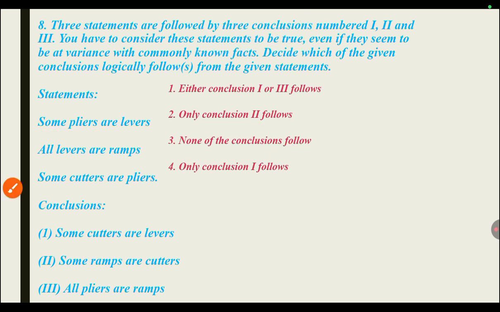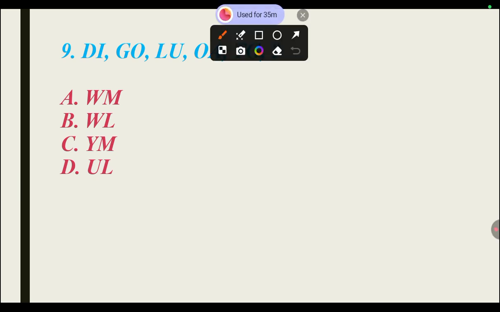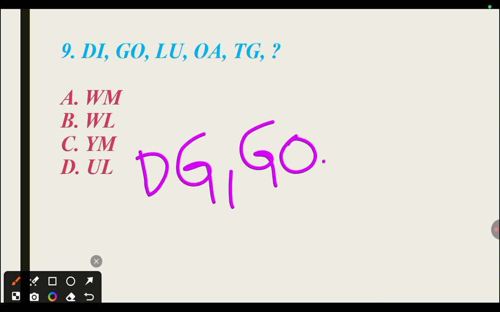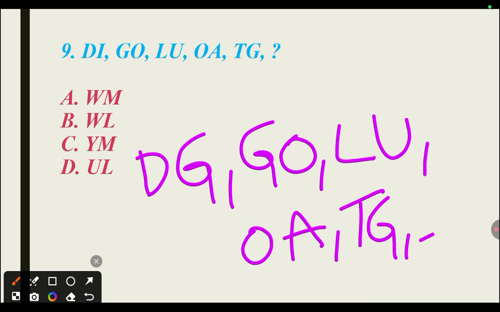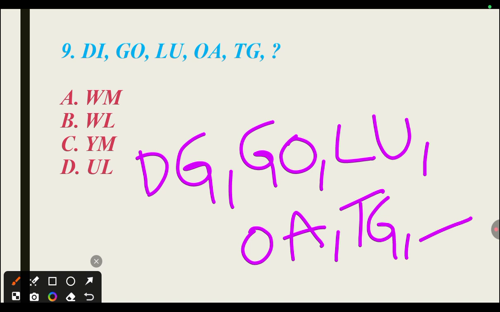Okay, let's move to the next question, question number 9, and this is letter series. Letter series also plays an important role. In order to solve letter series, guys, you have to know the place values of your letters. If you can observe here, this is D, G, G, O, L, U, O, A, T, G, and a question mark. So I'm writing the place values here to make you know how I'm solving the question. This is 4, this is 7, this is 12, this is 15, this is 20. You have to know the place value, then only you will be able to answer this.